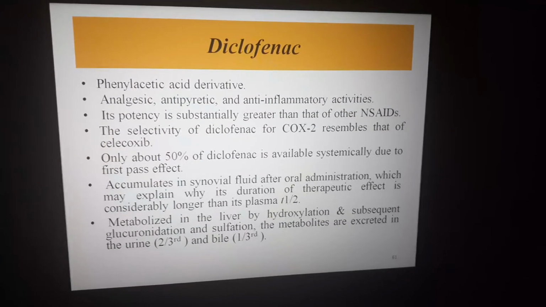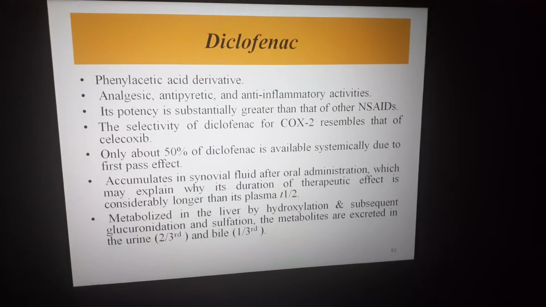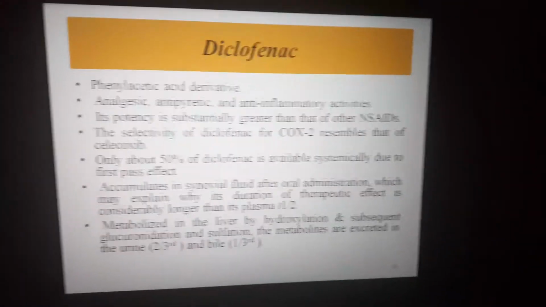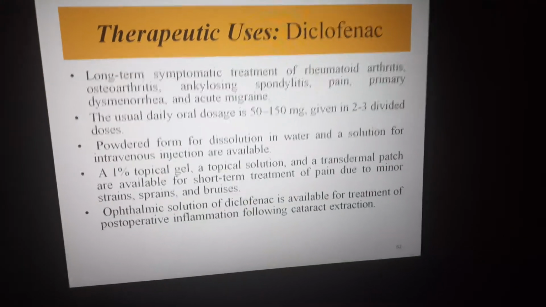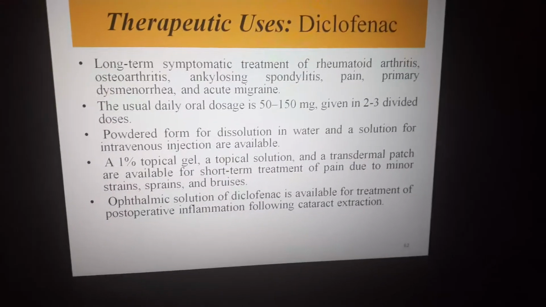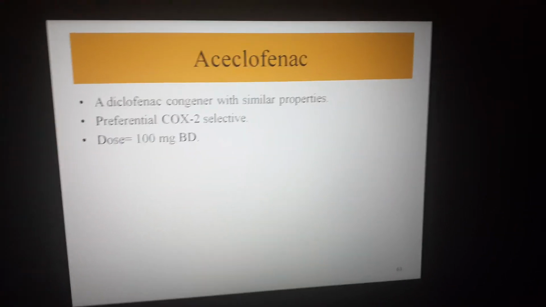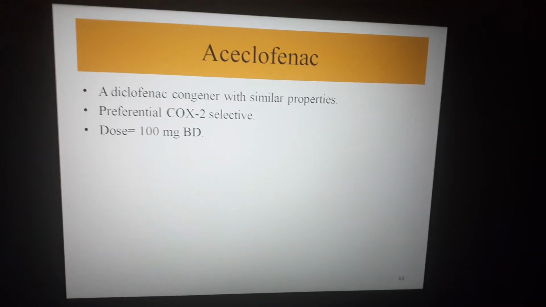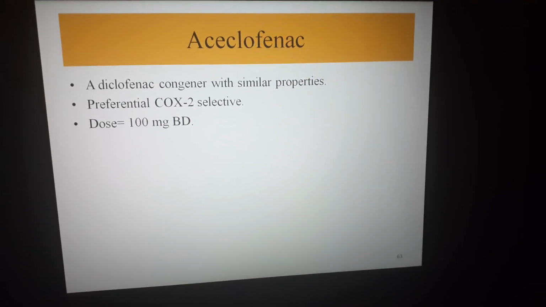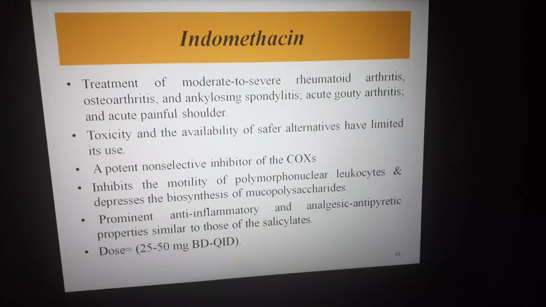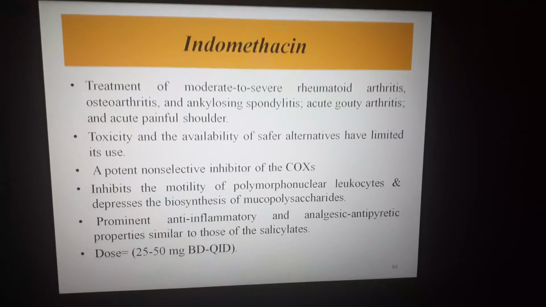So some other members in this class are diclofenac. It is having mainly anti-inflammatory activity, and especially for musculoskeletal joint pain, diclofenac is preferred. It is also available in gel preparation for topical application. Ophthalmic preparation is also available. The newer drug in this group is aceclofenac. It is the congener with similar properties, and it is a preferential COX-2 selective drug. Then indomethacin is having predominantly anti-inflammatory action, but it is having higher chances of side effects also.